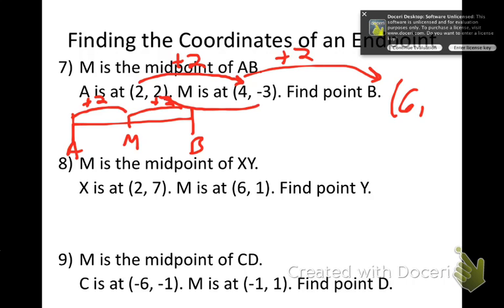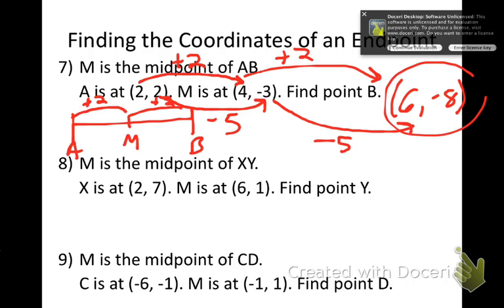I'm going to do the same thing with my Y value. I'm going from 2 to -3. How do you get from 2 to -3? Subtract what? 5. Subtract 5. Well, I have to do the same thing on the other side because they have to be equidistant. So I'm going to subtract 5 again. -3 minus 5 gets me what, Trevor? Hey, I just found my other endpoint just by knowing the midpoint has to be equidistant from both sides. Okay?